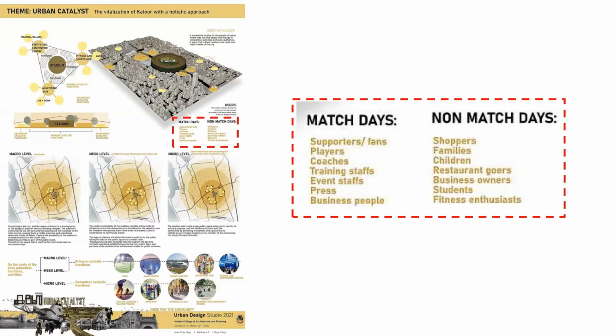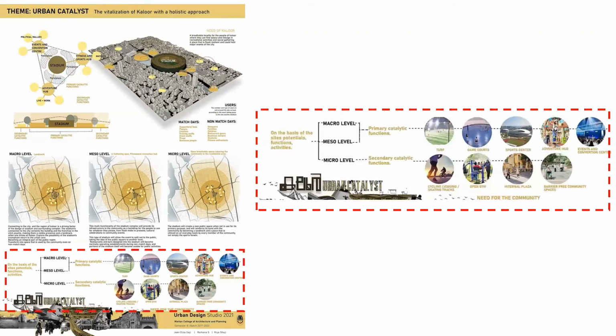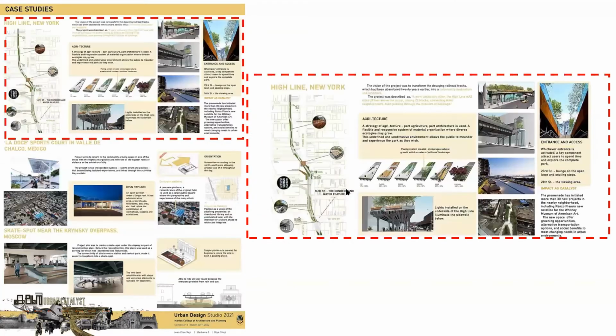With these understandings in macro, meso, and micro level, we could identify what the site needed in primary and secondary catalytic functions, starting from turfs, sports centers, adventure hubs, events and convention center, cycling, jogging, skating tracks, to even open gyms and plazas. Now, to have an understanding of the theme, we referred to various case studies.